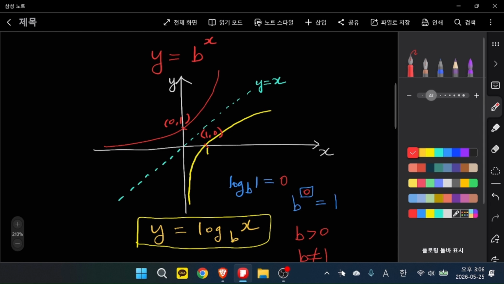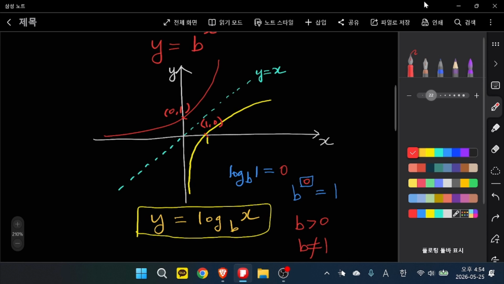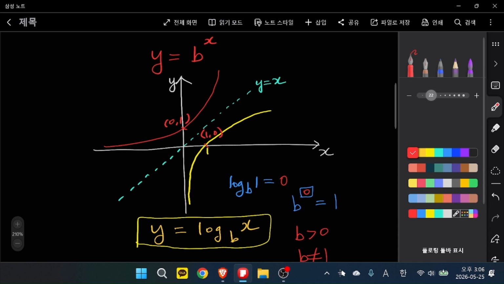And b can't equal 1 because 1 raised to any power is always 1. That means the function would always produce the same output. There would be no one-to-one relationship, and inverse functions require one-to-one functions. So for logarithmic functions, b must be greater than 0 and b cannot equal 1.